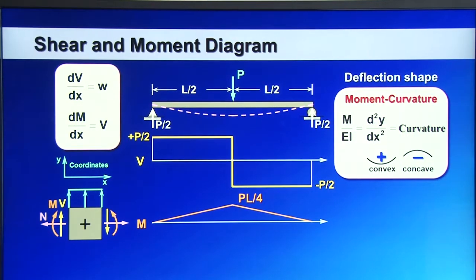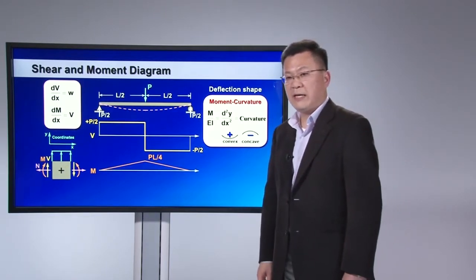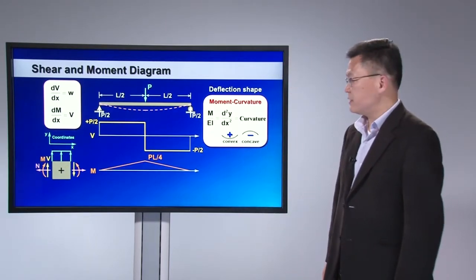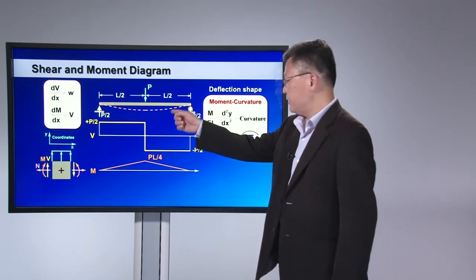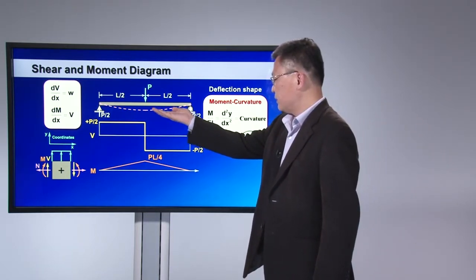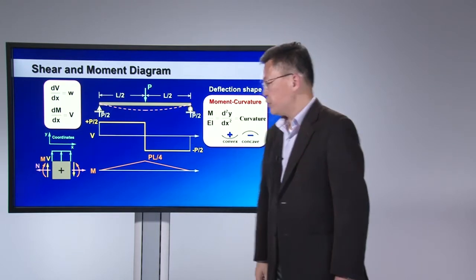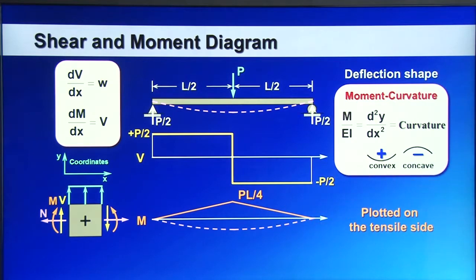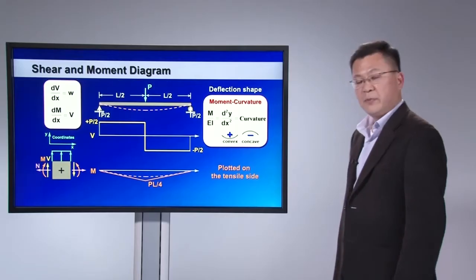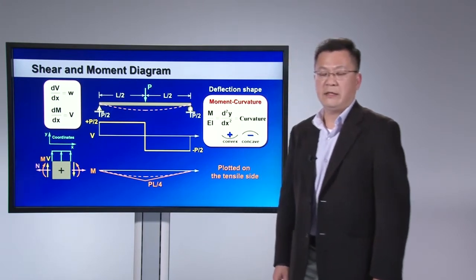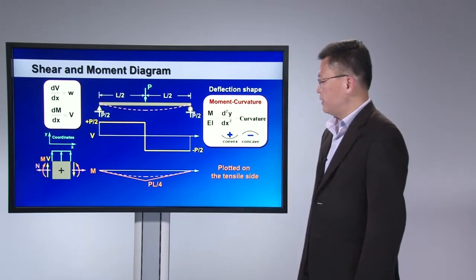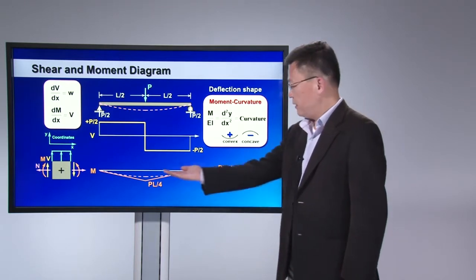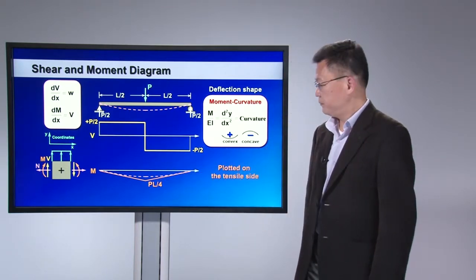So based on this information as well as the boundary conditions, we can draw the deflected shape of the structure. Now, quite often, engineers would like to plot the bending moment at their tensile side. In this case, the tensile side corresponds to the bottom surface of the beam. So instead of plotting the bending moment like that, engineers usually like to plot the bending moment at their tensile side, like this. The purpose of that is to remind the engineers themselves that they should put rebars at the bottom of the structures.